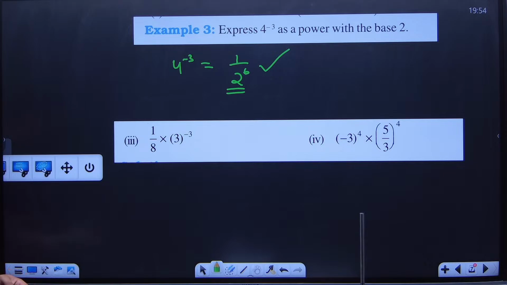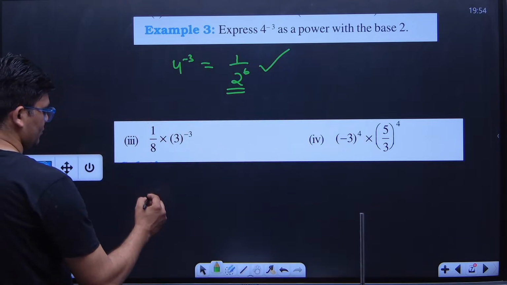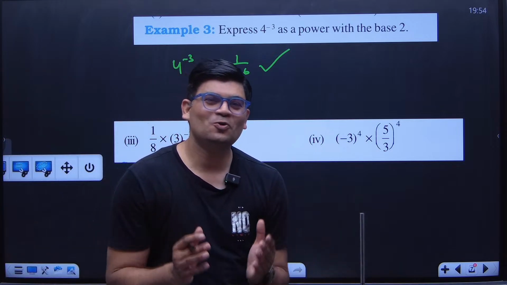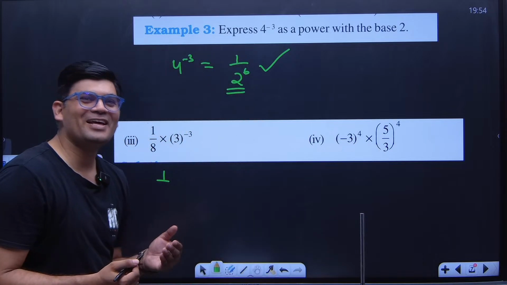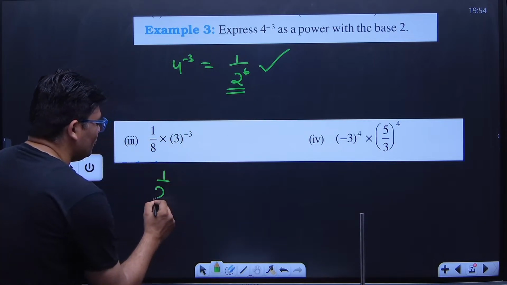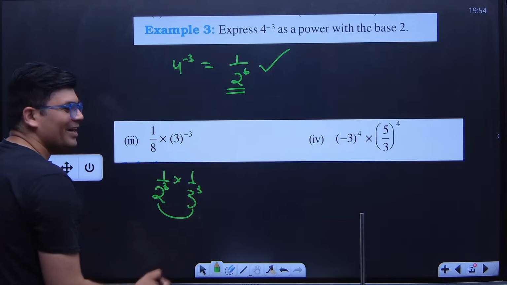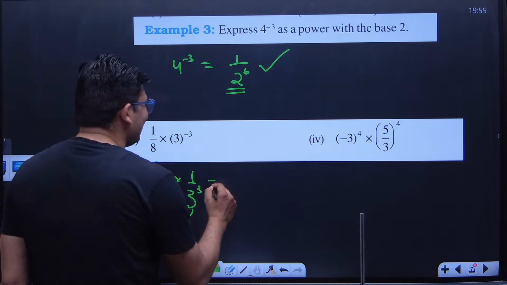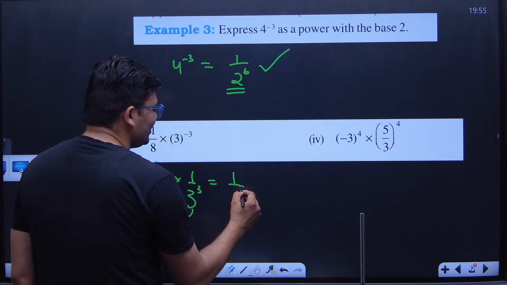Sir, first one is done. What is the answer? Tell me. 1 by 5 raised to the power 3. Sorry, my dear. 2 into 3 is 6, not 5. So this is 1 by 2 raised to the power 3 and this is 1 by 3 raised to the power 3. You added them, my dear. They are not to be added, you have to multiply. Oh, the power is added. So it is going to be 1 by 6 raised to the power 3. Yes, sir. 1 by 6 raised to the power 3.